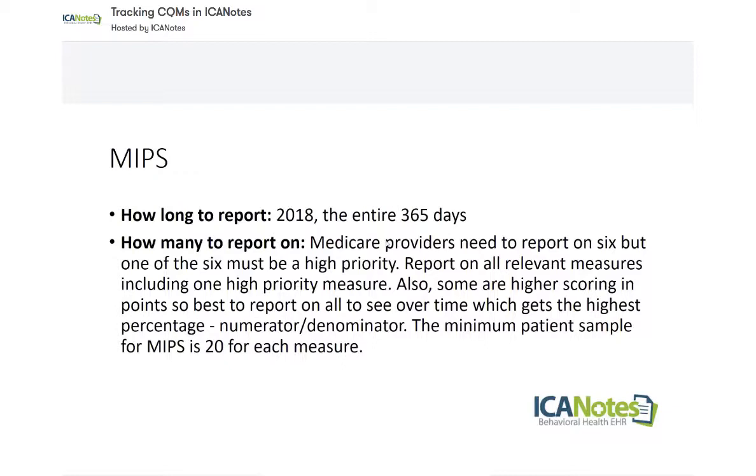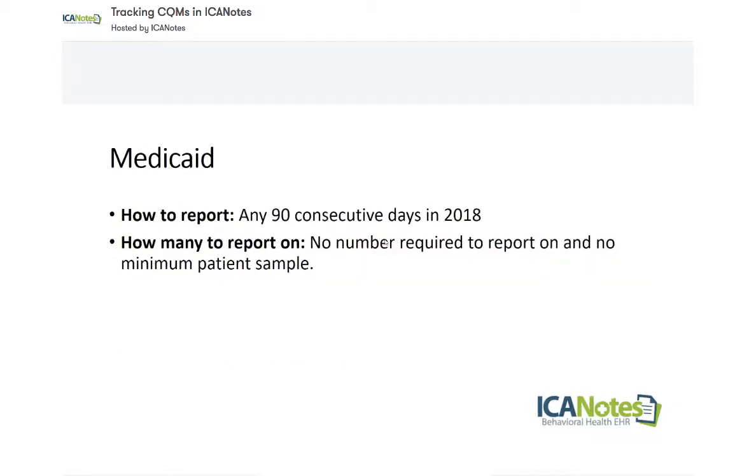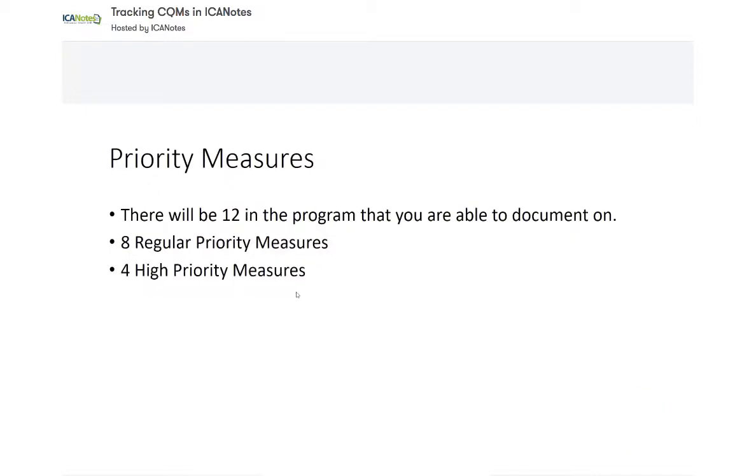Now, as far as meaningful use in 2018, Medicaid is only 90 days. And you're not required to report on any specific number of the CQM. Again, that reporting is only 90 consecutive days, and there are no thresholds required for CQM. And reporting on these measures, you will be able to review your report shortly.